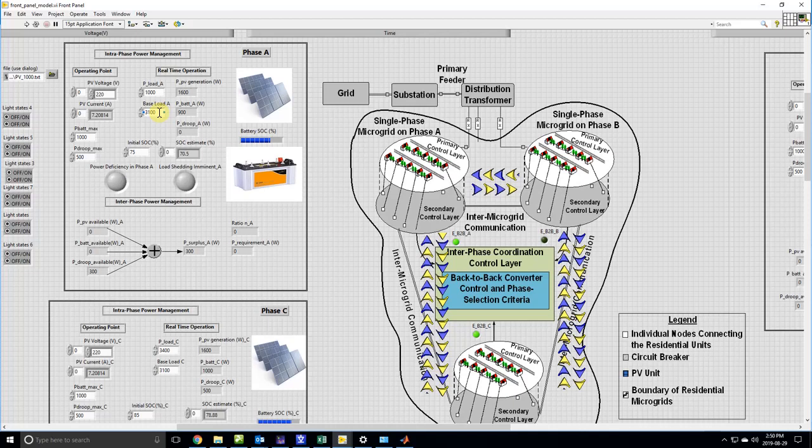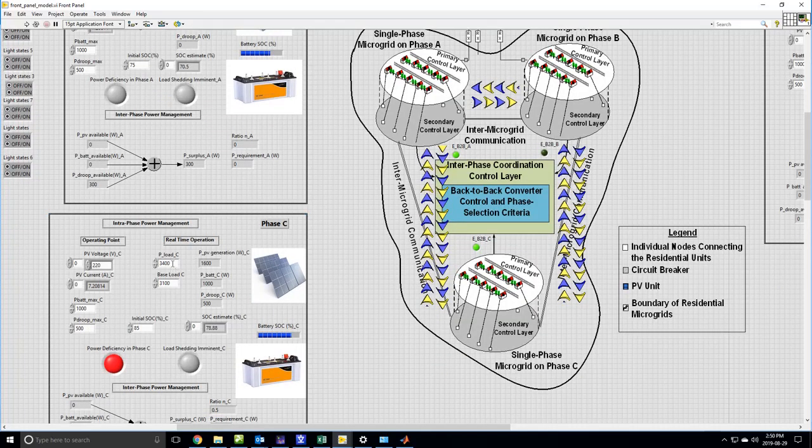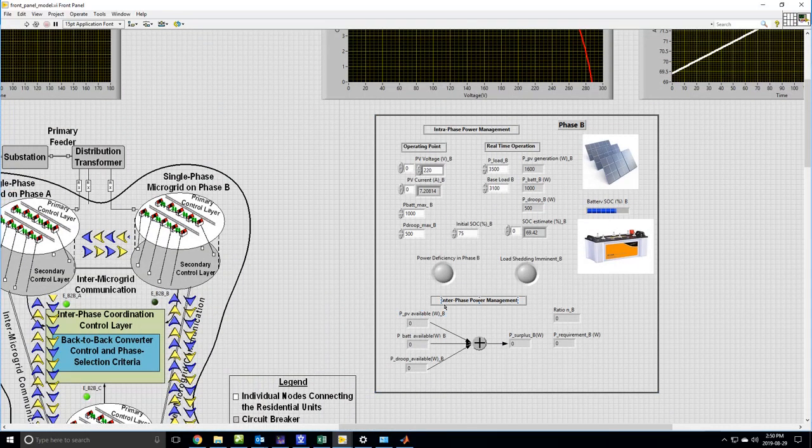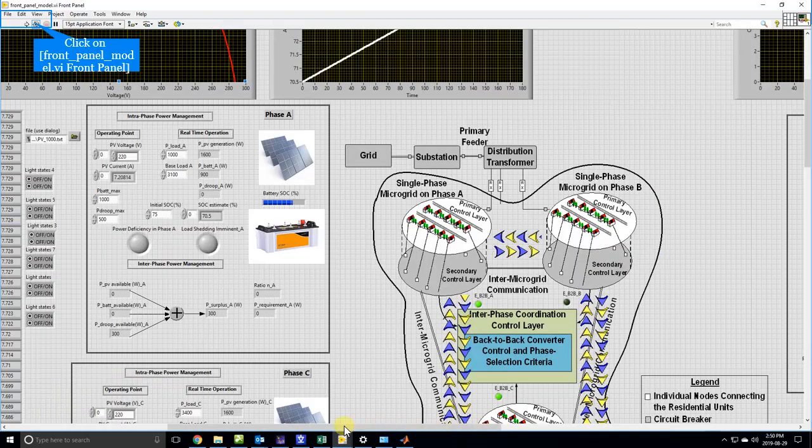For phase C, we have the phase load set as 3400 watts, which is 300 watts greater than the base load. And for phase B, we have 3500 watts, which is about 400 watts greater than the base load. So let's run this case and see what happens.